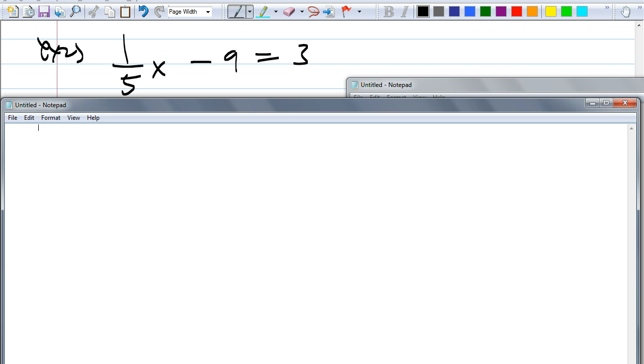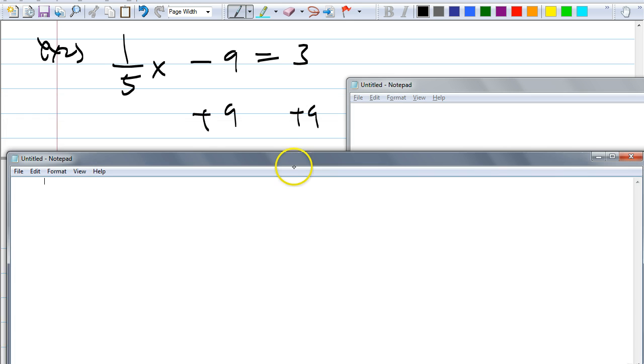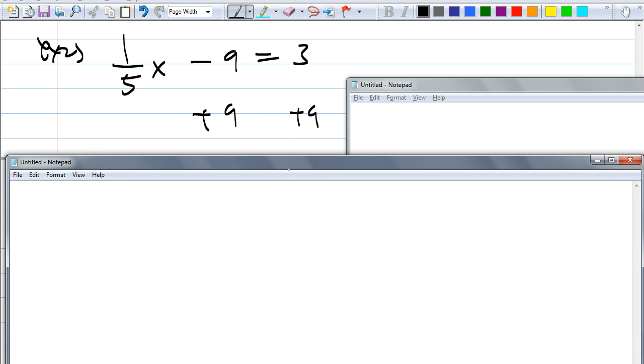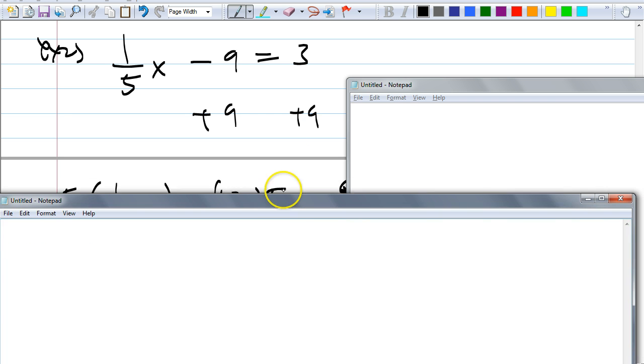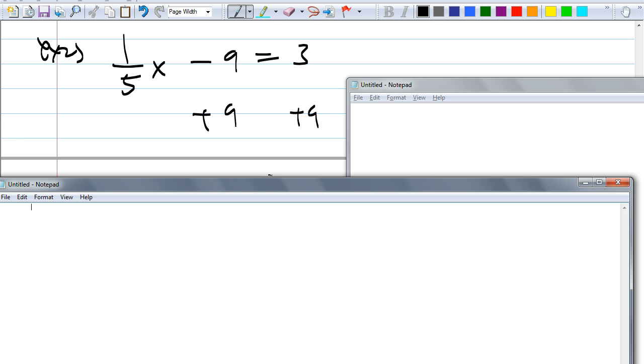Add 9. Does that make sense? Because that's the last thing that was done to x. So we add 9 to both sides. Of course, somebody tell me what to write here. If I add 9, I get what here? Carolyn? What do you think? 1 over 5x equals 12. 12. And Patty, what do I need to do next after I get 1 over 5x equals 12? You multiply each side by 5.